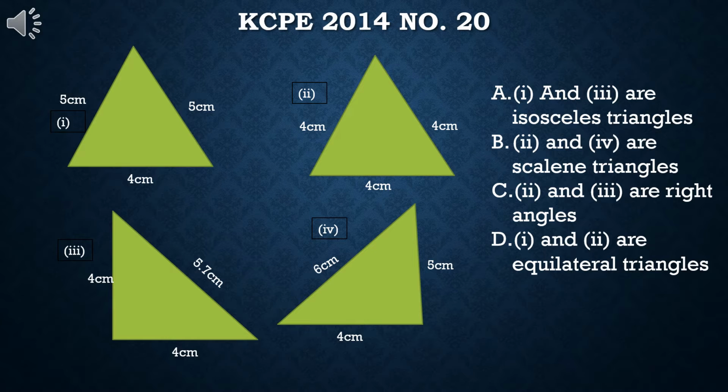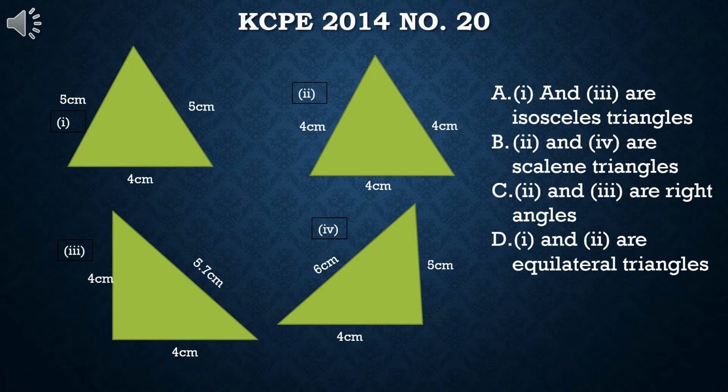So that is an isosceles triangle because of the 2 sides which are equal. So the third triangle is an isosceles simply because of the 2 sides which are equal, 4 centimeters and 4 centimeters. Then the last triangle, which has got 4 centimeters, 5 centimeters, and 6 centimeters. None of the sides are equal, and such a triangle is called scalene triangle.